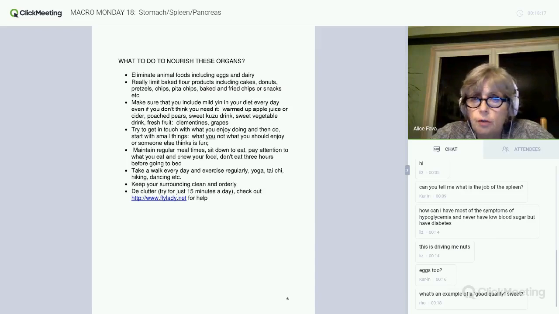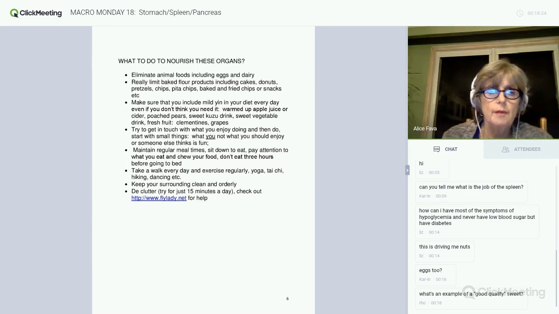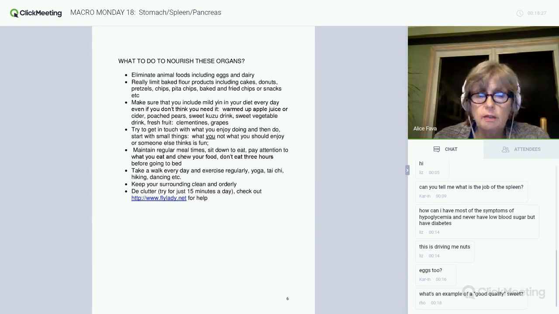So how do we nourish these organs? So eliminate animal food, including eggs and dairy. Really limit baked flour products, including cakes, donuts, pretzels, chips, pita chips, organic chips, good quality chips, gluten-free snacks as well, gluten-free cookies. It doesn't matter if they come from a health food store, it doesn't matter if all perfect organic ingredients are used. If it's hard and baked, it's causing tightness in the body.